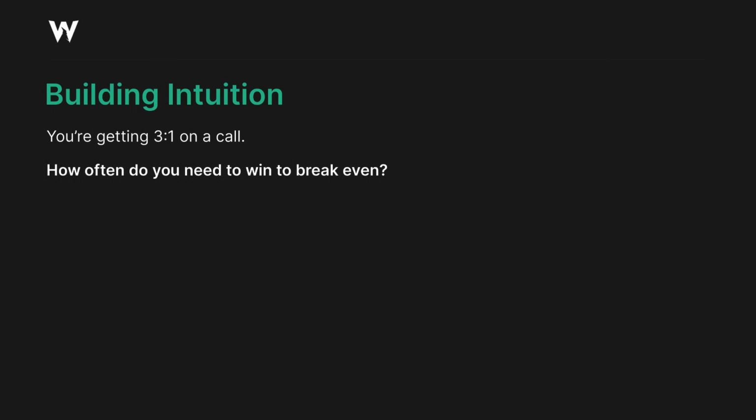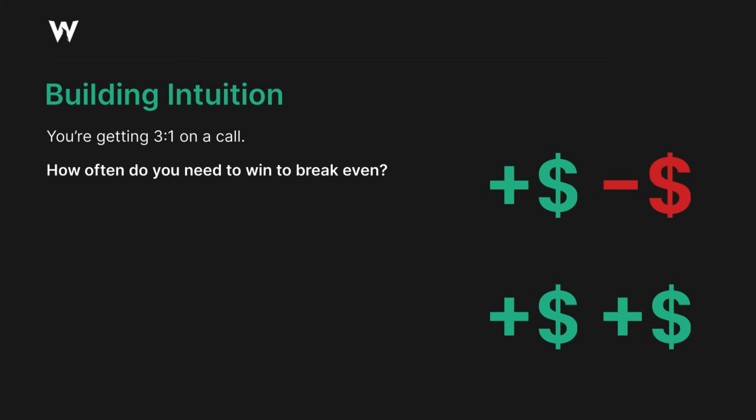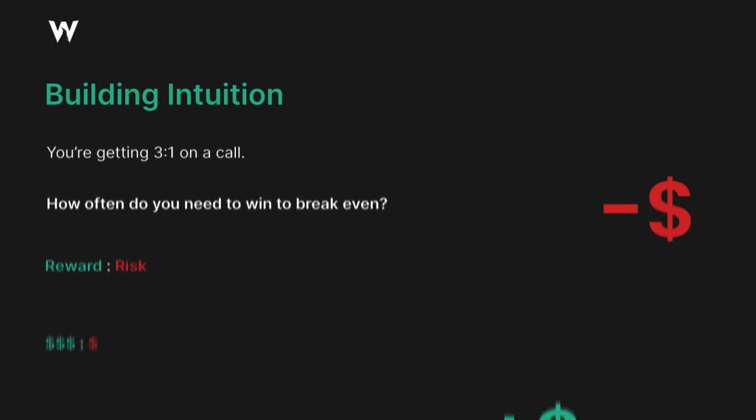All right, so let's go back to our previous example. You're getting 3-to-1 on a call. How often do you need to win to break even? Okay, well, we imagine 3 plus dollar signs and 1 minus dollar sign. All this means is that the reward is 3 times greater than the risk. So to break even, you need to win 1 in 4 times, or 25%.